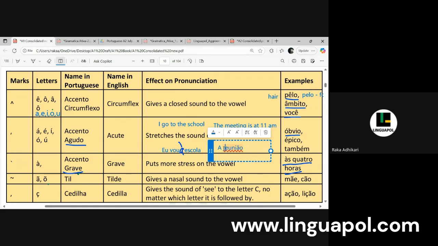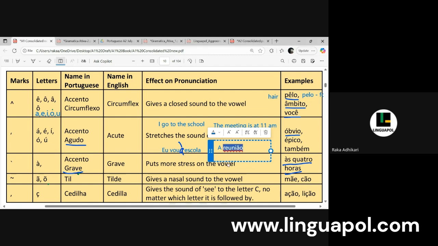So let's break it. See, re, u, ni, ão. There's a nasal accent here. We will read the nasal accent right now. So look at this word again: re, u, ni, ão. Together we'll say reunião. So the meeting is at 11.